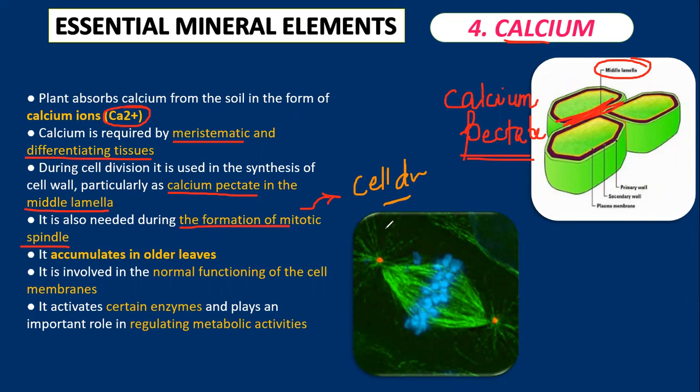It is absorbed by the plants mainly in the form of calcium 2 plus ions, or Ca2 plus ions, required by the meristematic and the differentiating tissues. It is mainly present in the middle lamellae of the plant cell wall as calcium pectate. It is required for the formation of the mitotic spindle.